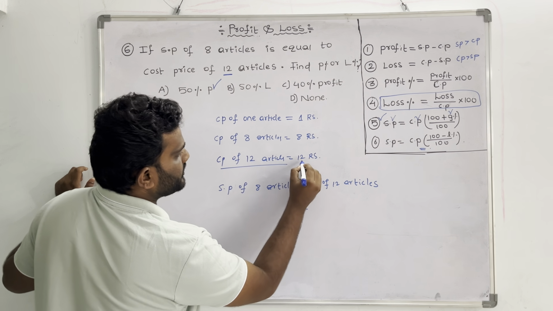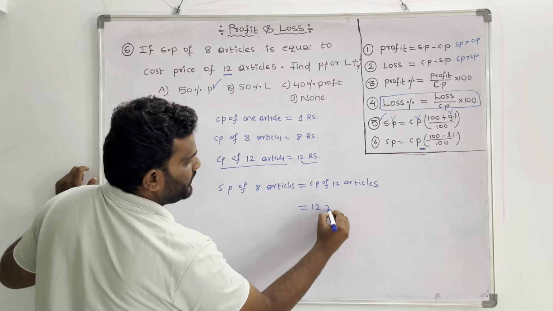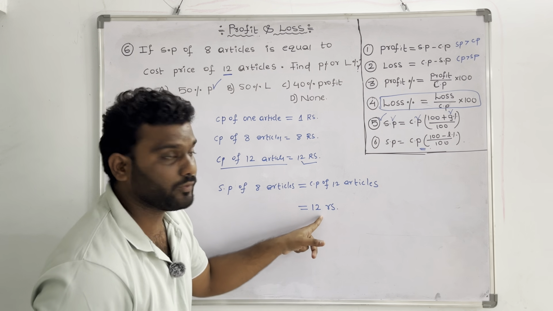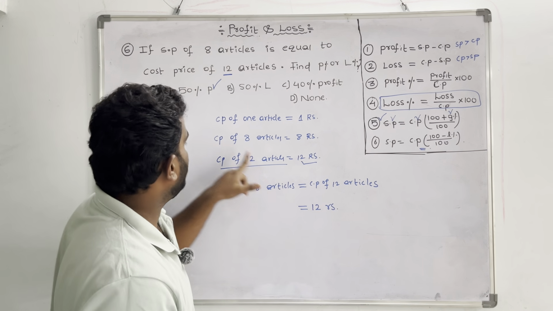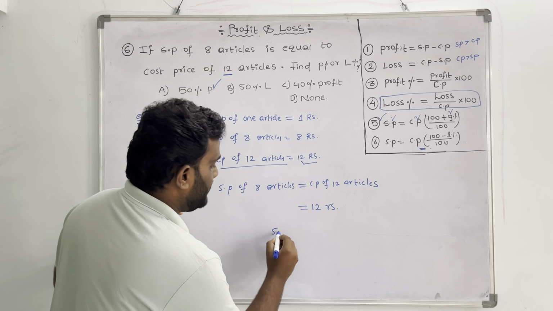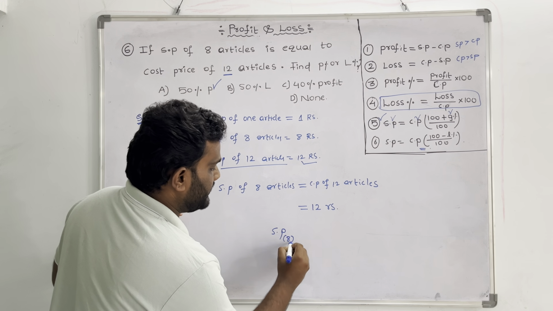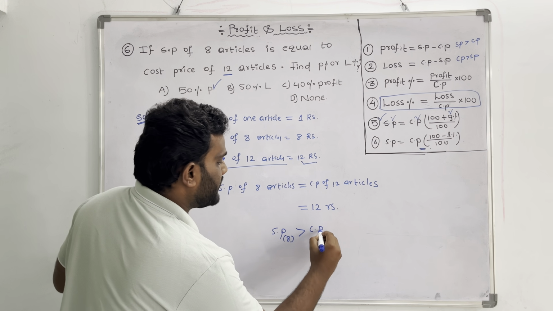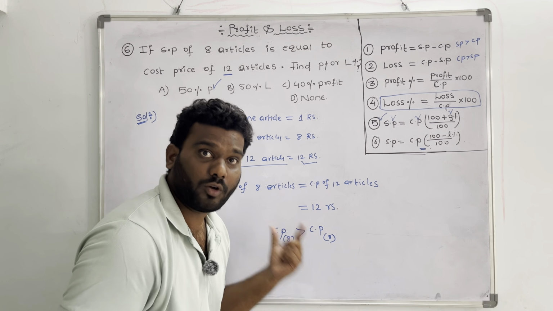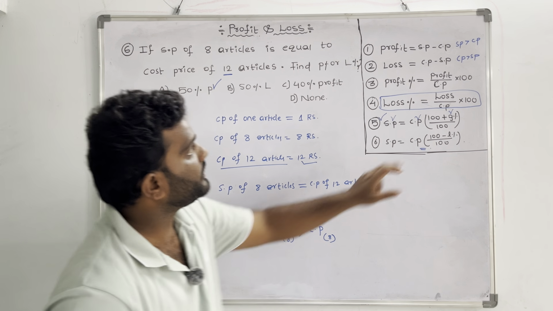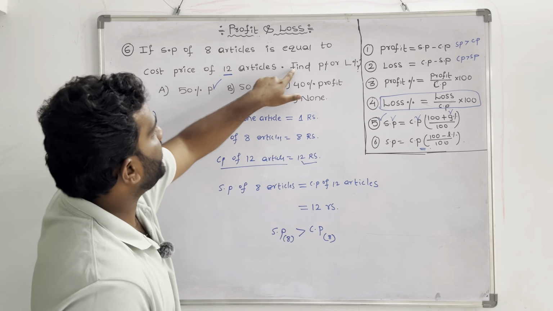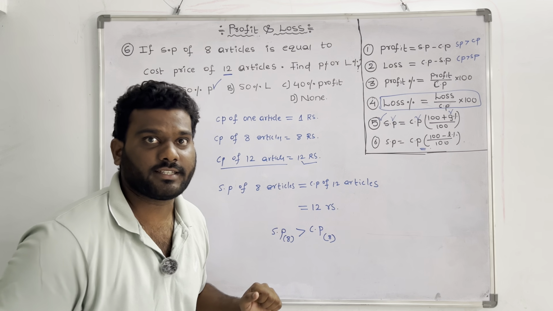So the selling price of 8 articles is equal to the cost price of 12 articles. Cost price of 12 articles, how much? 12 rupees. If selling price of 8 articles equals 12 rupees, at the same time cost price of 8 articles equals 8 rupees. Here selling price of 8 articles is greater than cost price of 8 articles, which means it is profit. Selling price greater than cost price, profit. So what is he asking? Find profit or loss percentage, right?